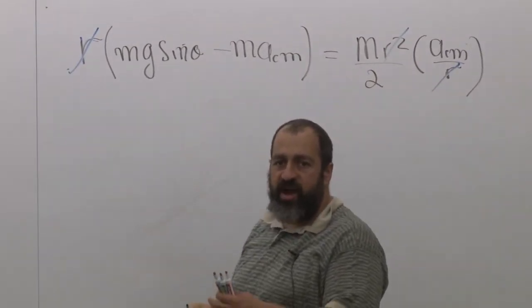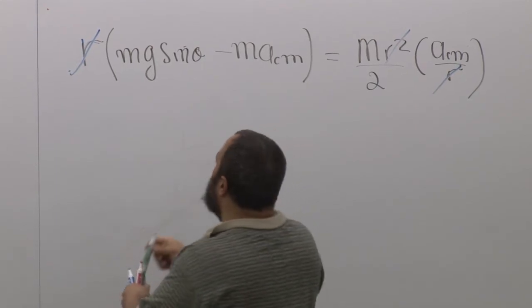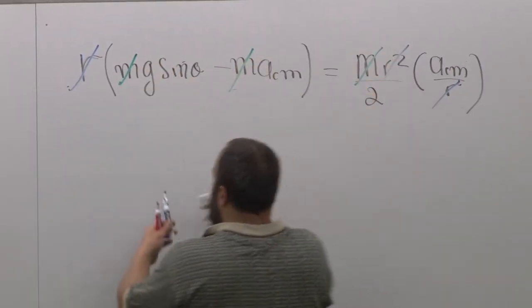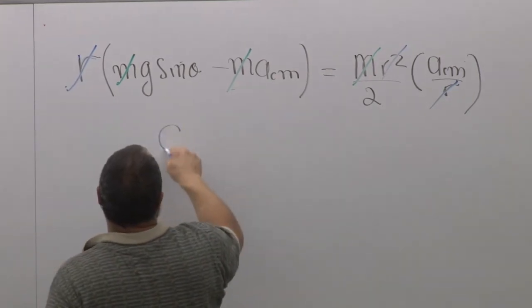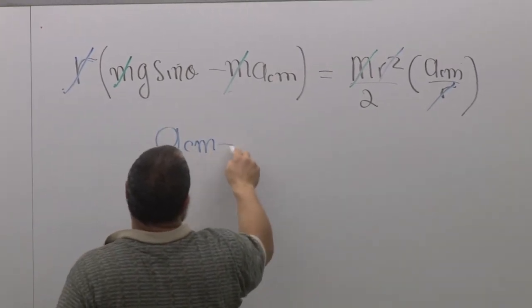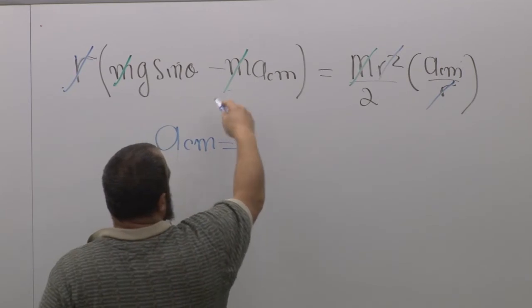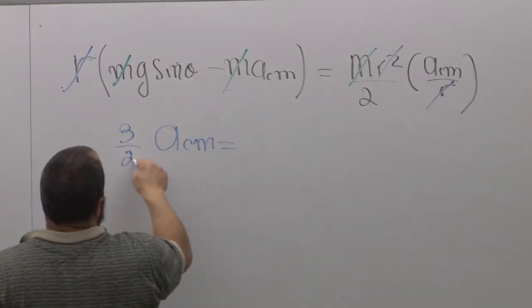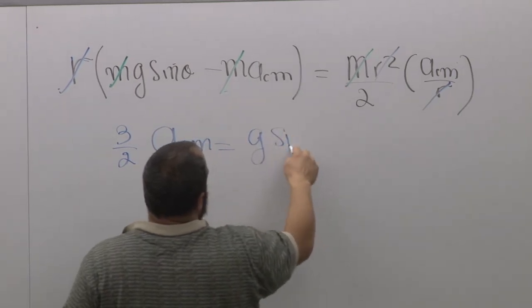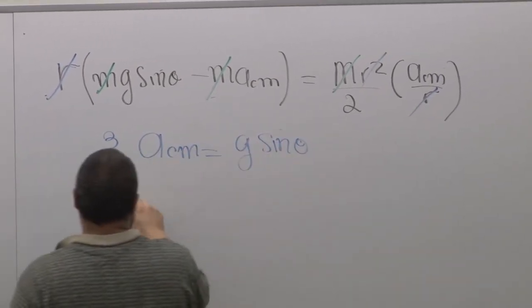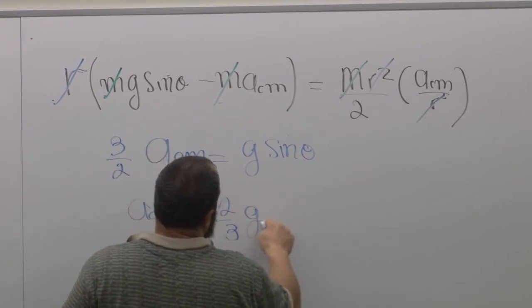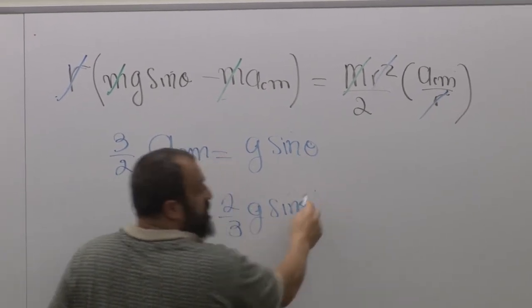Divide by R, R's are gone. And also divide by M. The M's are gone. And you end up with ACM equal to what? If you do that, it says basically 3/2 ACM equals G sine theta, and ACM is equal to 2/3 of G sine theta.